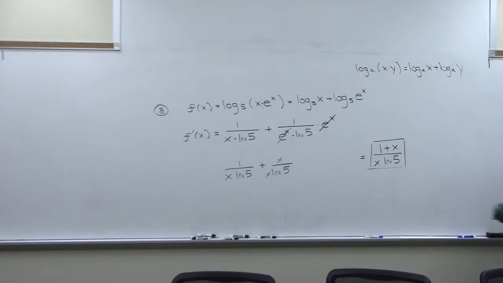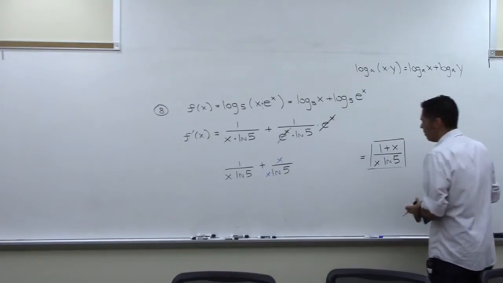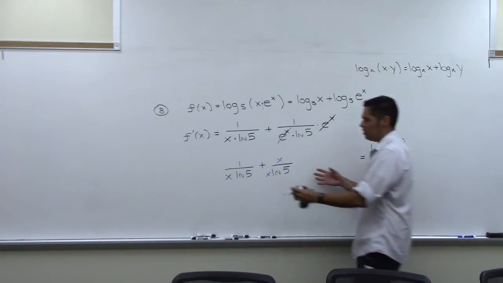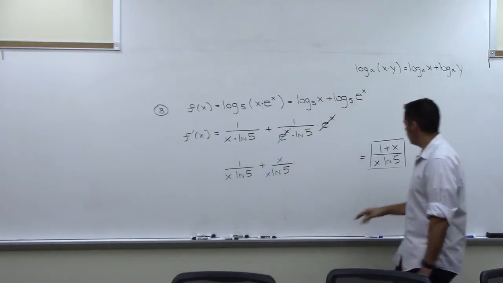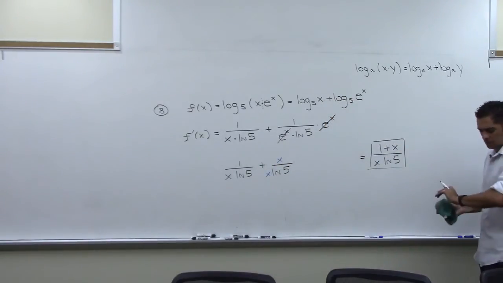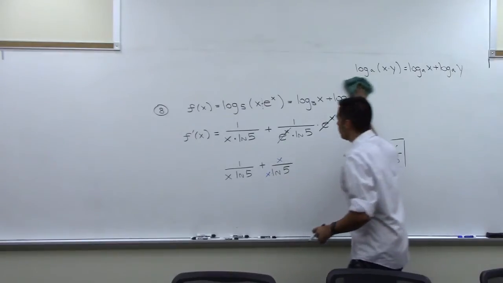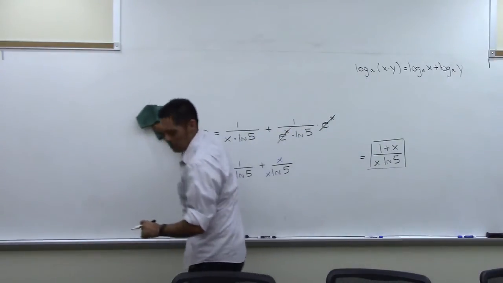I'm almost done. Okay. All right, so if we put these two together with a common denominator, then you get 1 plus x over this, and that's the same as this. So you can see you get the same result both ways.